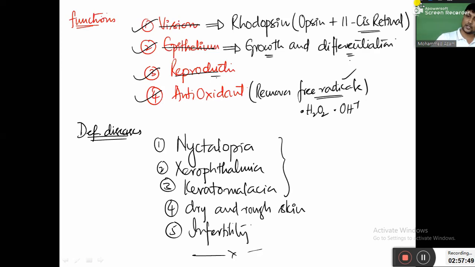Okay. चलो सर आगे बढ़ते हैं. Now once you are done with vitamin A, now the second one, let us learn about vitamin D.